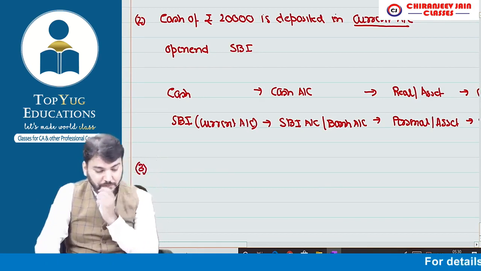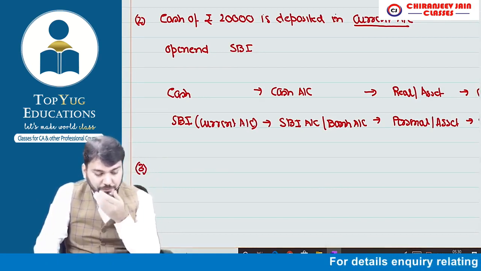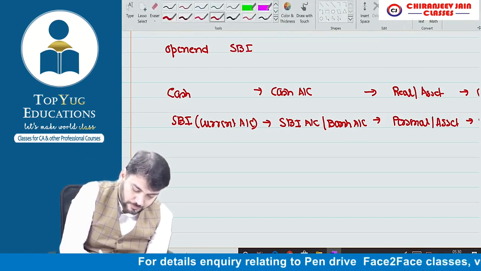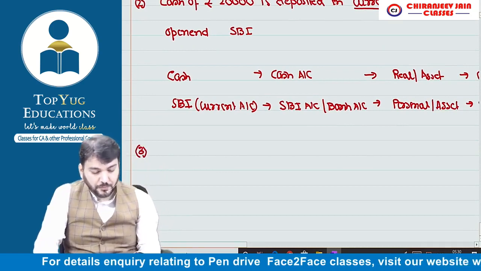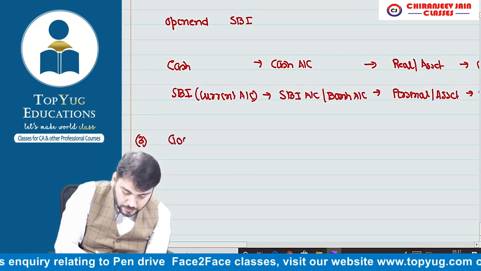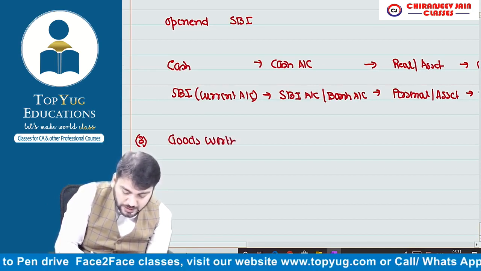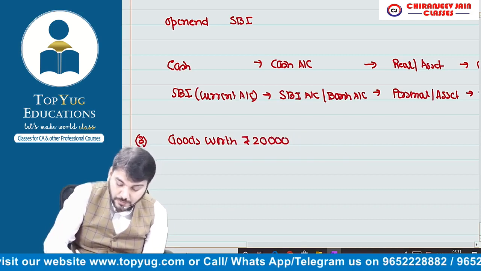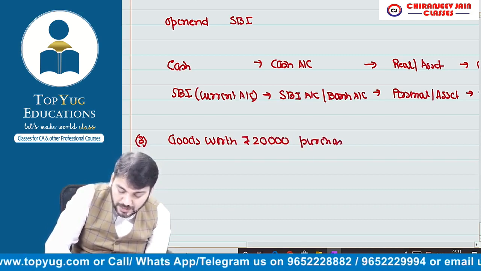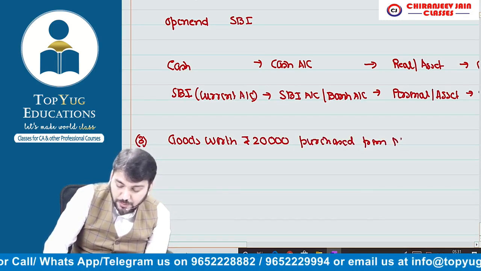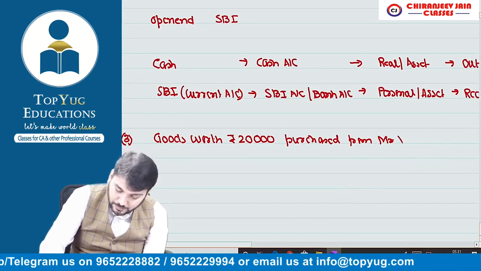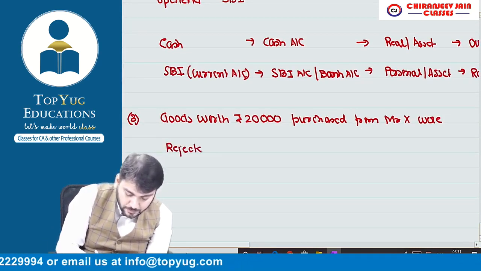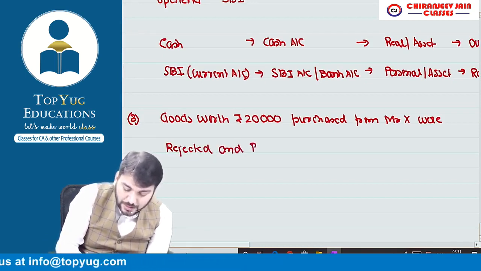Correct. Point number 3. Write down. Goods worth rupees 20,000 purchased from Mr. X were rejected and returned.